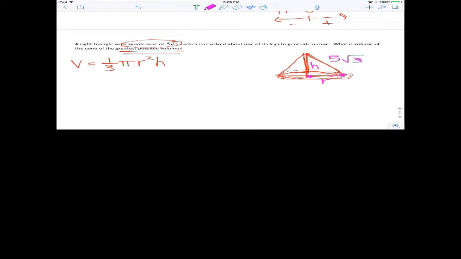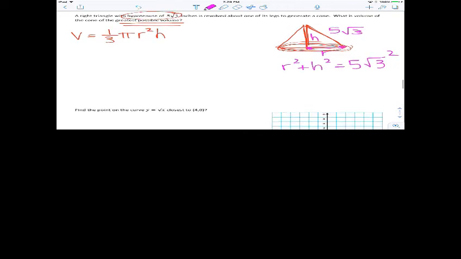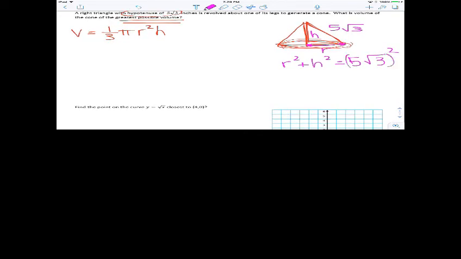I see a right triangle there. And so what I see is that using the Pythagorean theorem, I could come up with r squared plus h squared is (5 radical 3) squared. It may help here to throw parentheses around that, to simplify this a little bit. So this would be 25 times 3, which would be 75. And so I can choose which variable I want to isolate. Let's solve for r.